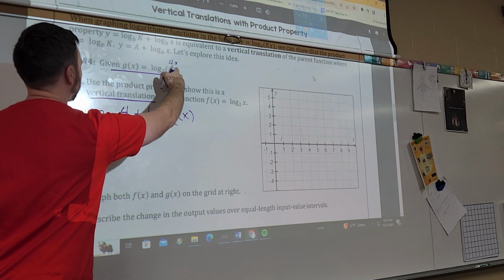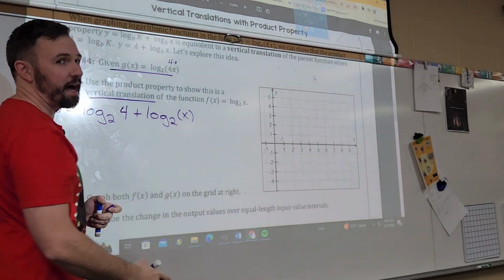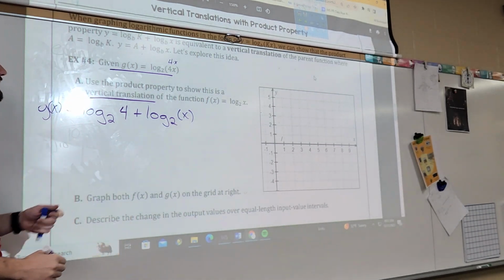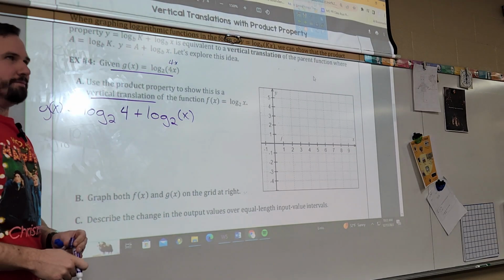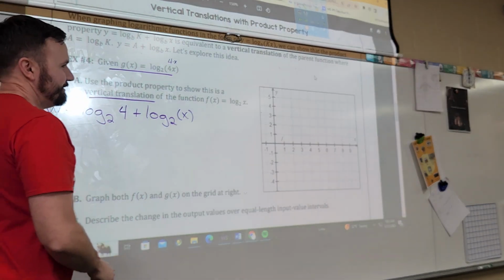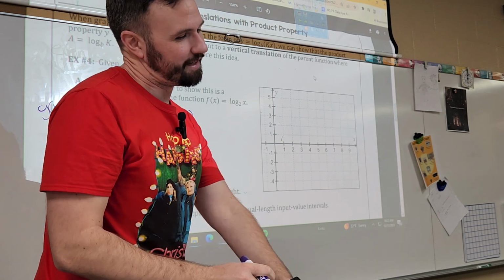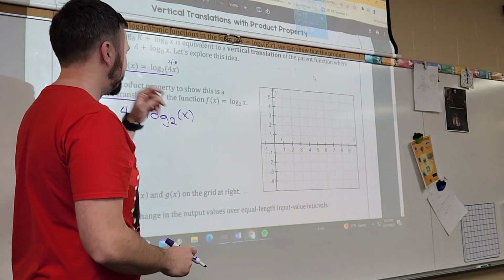Not distributive. Stop saying that. Stop it. That's actually the product rule because it's based on exponents. All right. I don't care anymore.